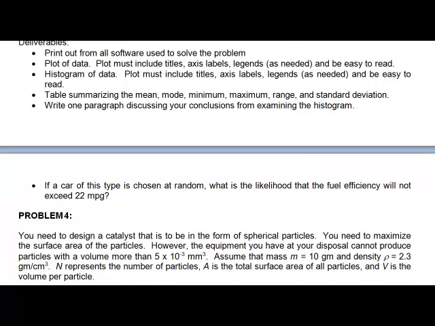Next question: if a car of this type is chosen at random, what's the likelihood the fuel efficiency will not exceed 22 miles per gallon? Well, with this, you guys aren't required to have taken probability and statistics at this time. So what I'm looking for is not a number, but I want your own opinion based on how the data seems to be behaving to you. Now, it's important you answer this question. Your answer will be graded based on how you have correctly interpreted the data. Again, I'm not requiring numbers on this particular question. I'm requiring engineering judgment. Okay?